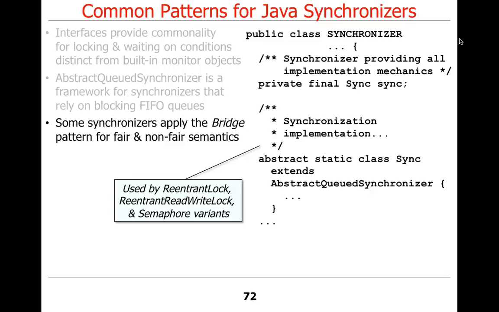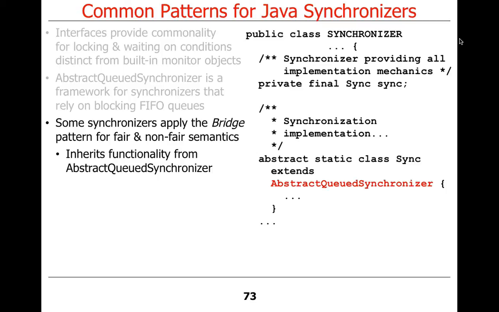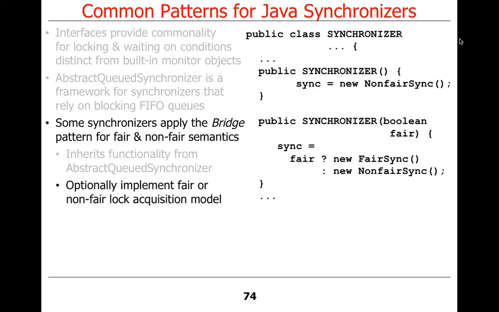If you look at all those implementers, imagine replacing the capitalized word synchronizer with semaphore, or reentrant lock, or reentrant read-write lock, or whatever. What they do is they all look exactly the same. They define a class called sync, which is a nested class, which is an AbstractQueuedSynchronizer, so it inherits from AbstractQueuedSynchronizer. And then they define an instance of sync as a data member in the class. AbstractQueuedSynchronizer is the guy that has all this implementation stuff defined.